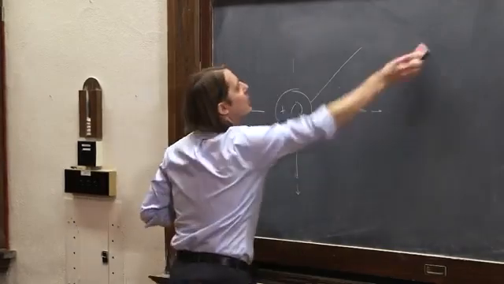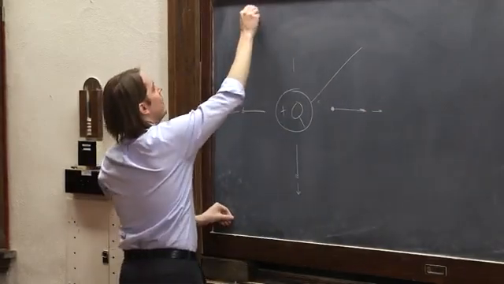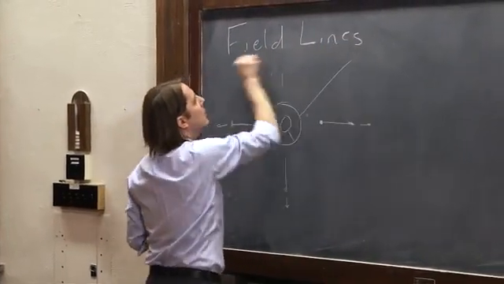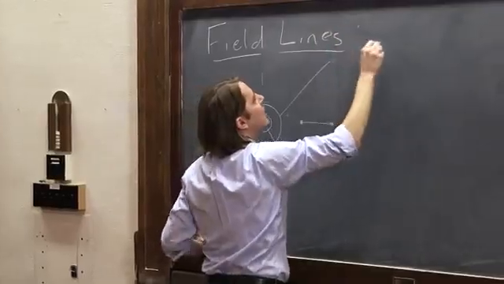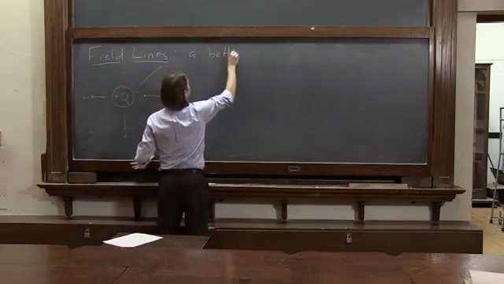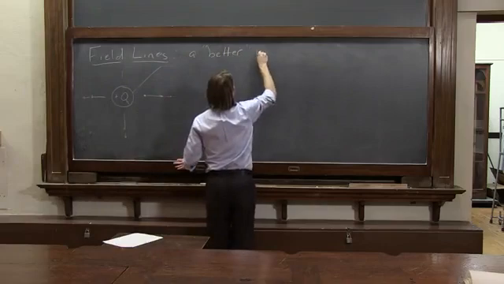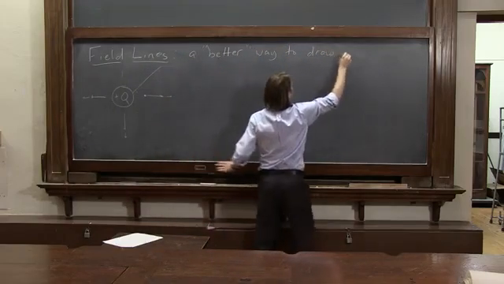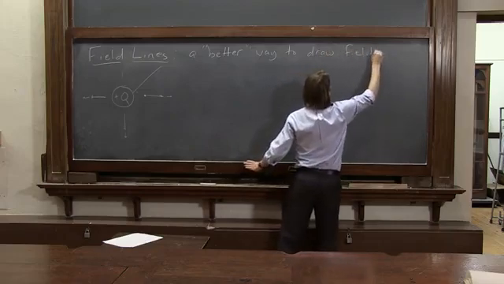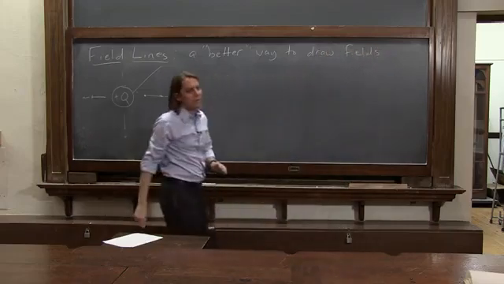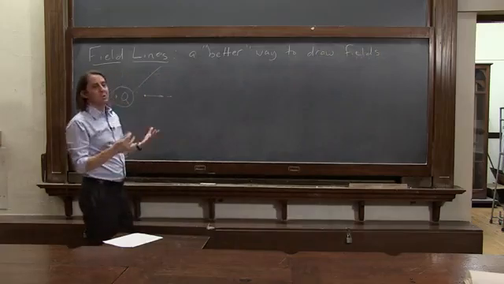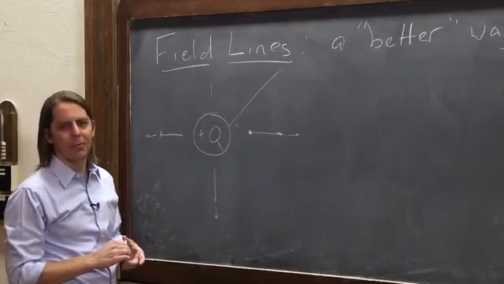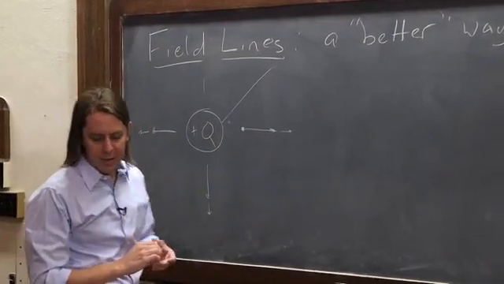So we're going to look at another way to draw electric fields, and that is with field lines. Field lines, and if I had to give them a definition, I would just say a better way to draw fields. And better is in quotes because really it depends on what you're doing. In some cases, quiver plots are great, but in other cases, actually, you'd prefer field lines. So let's look at a few field lines.